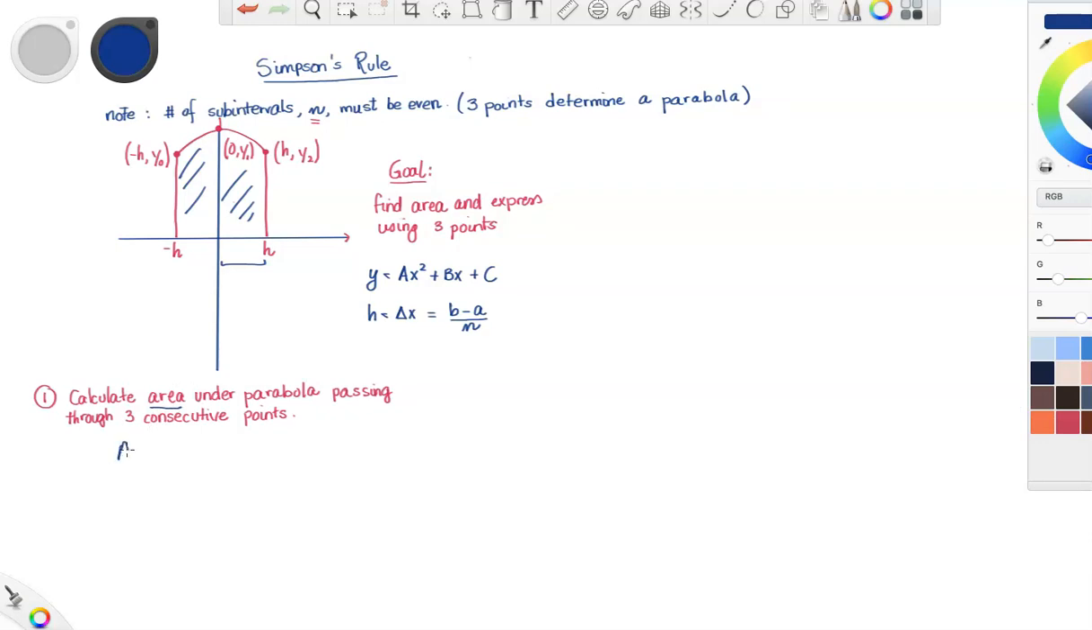So I'm going to call this area under the parabola, A sub p, is going to be the integral from negative h to h. We know this function has equation ax squared plus bx plus c, and we're integrating with respect to x. We can actually find this integral, right? This is just a polynomial. So this is going to be ax cubed over 3, using the power rule, plus bx squared over 2, plus cx, and this is from negative h to h.